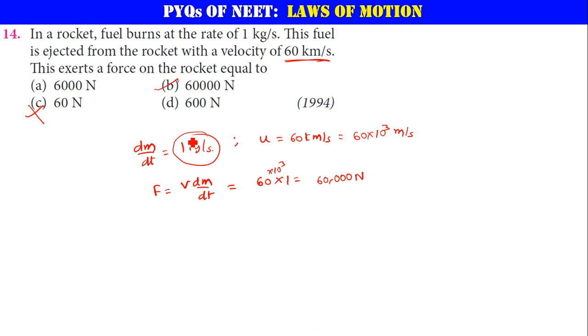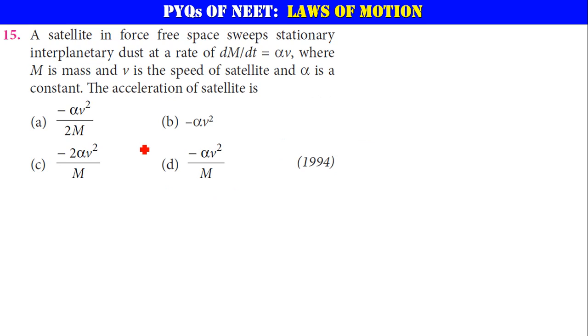Which option is correct now? Option B. Why again? Basically, the initial velocity is 60 km per second, that means 60 into 10 power 3 meter per second. That is the velocity, and dm by dt is nothing but 1 kg per second. So 60 into 10 power 3 is nothing but 60,000 newtons. Option B is correct, not C. Be very careful about that kind of questions.